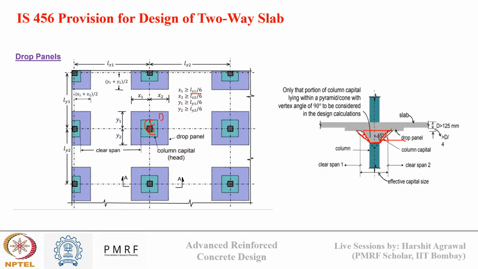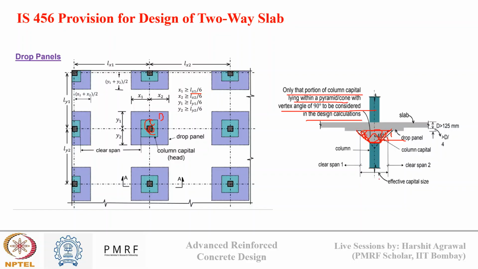This remaining portion is not useful for the column capital. So when we do the design, we just consider this internal area which is under 90 degrees. Only that portion of the column capital which is within a pyramid or a cone with a vertex angle of 90 degrees should be considered for design.